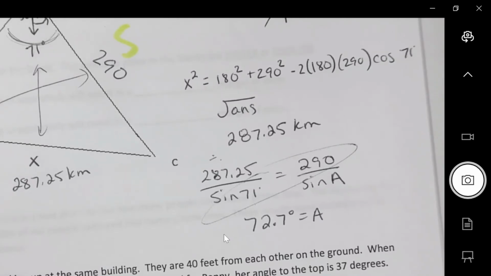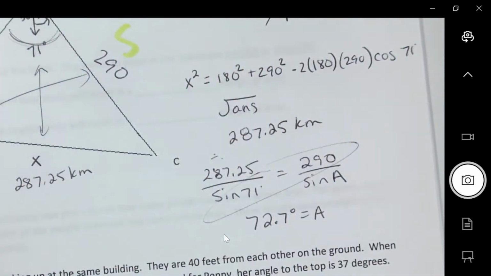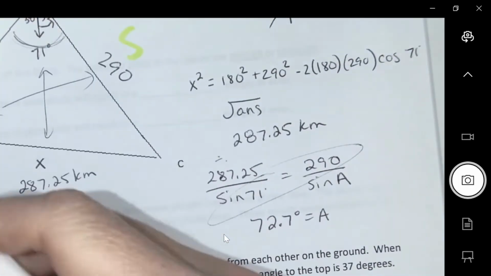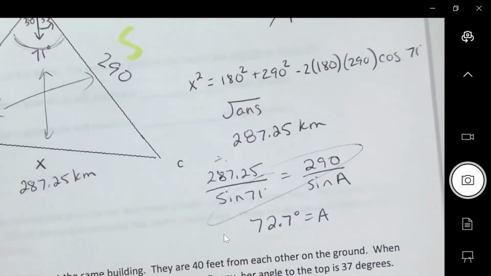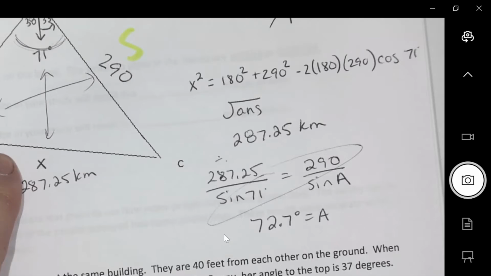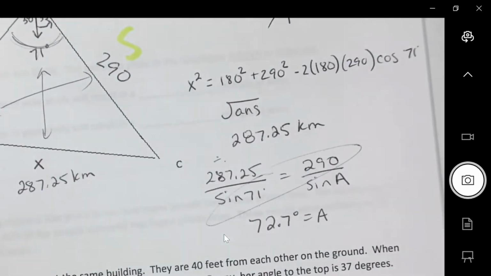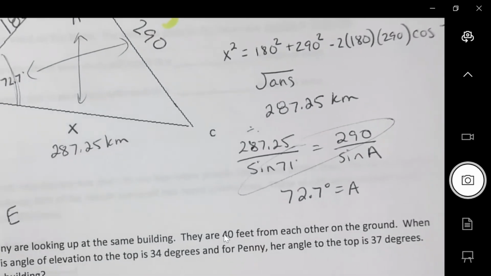Okay, so I got 72.7. Now we have to tell the pilot how to fly. So when you do bearings for angles, you always say, what am I closer to, the north or the south? So south, I'm closer to south. And I'm going to head south. And then which direction is this? East.